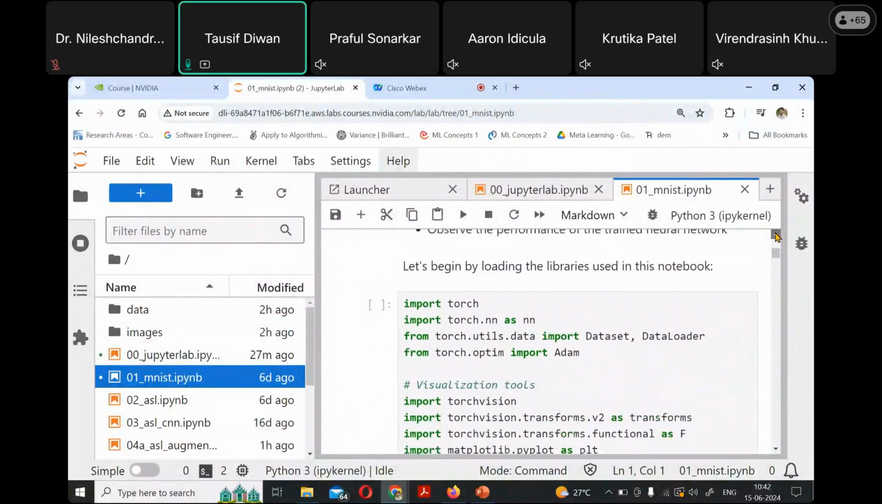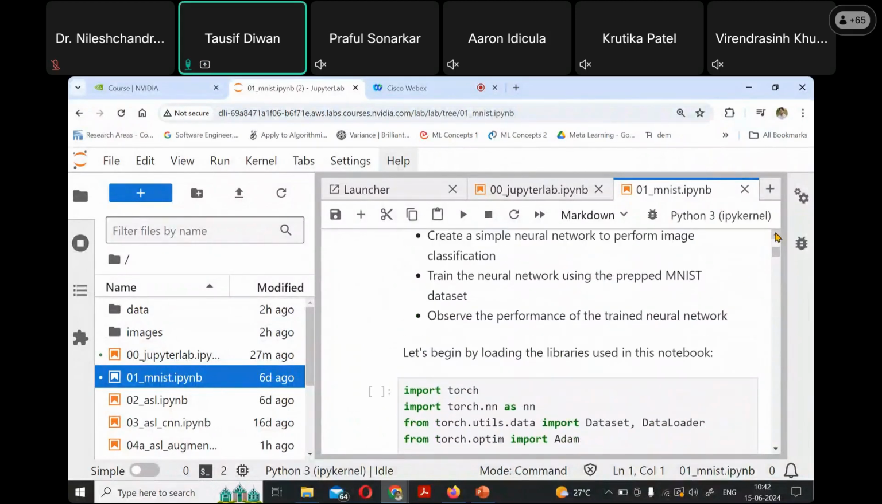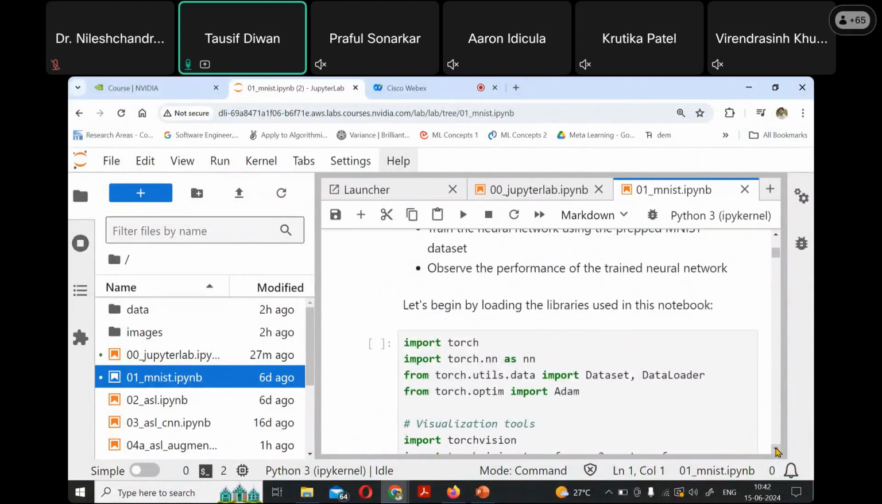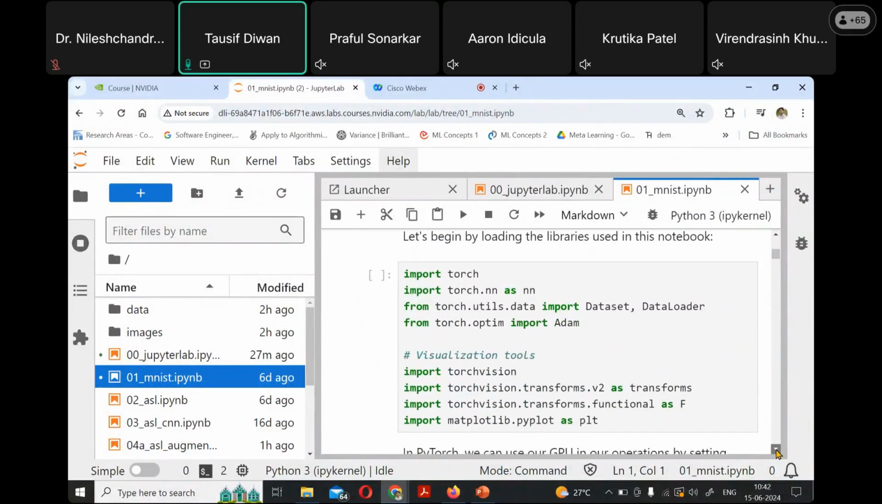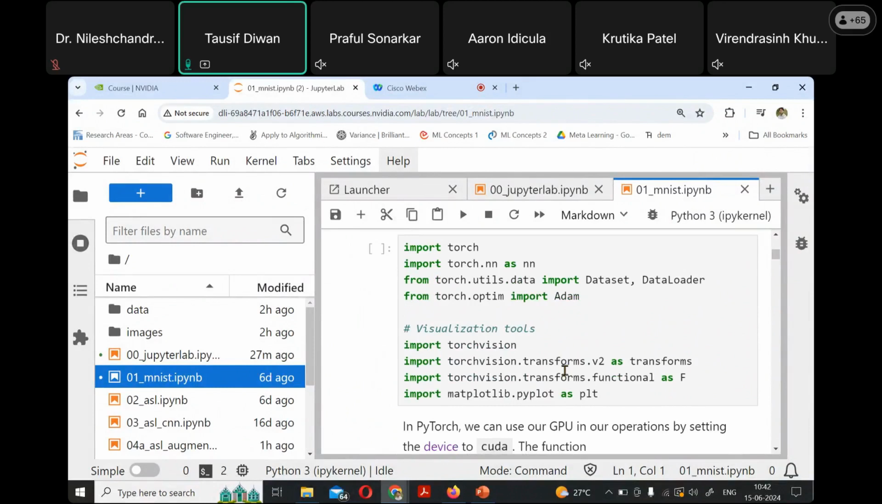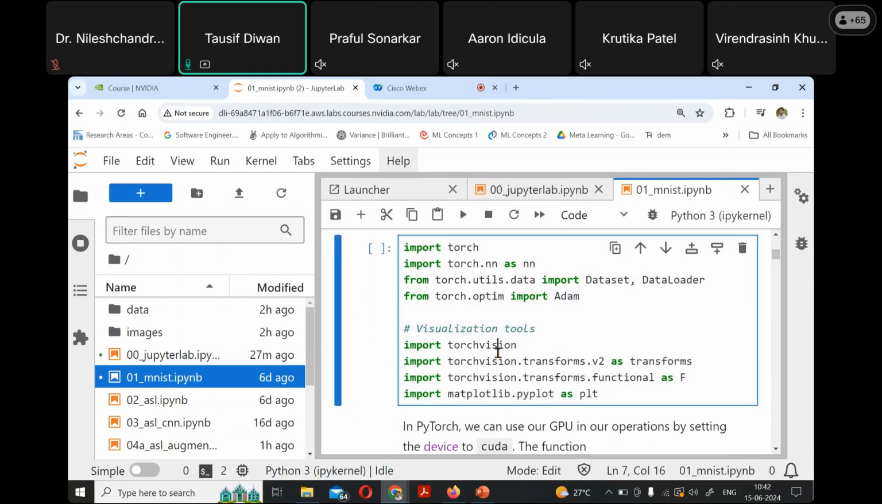So basically, we are using PyTorch. Then we create the model and we will see the performance. Basically, these are some libraries we are using. Torch, then the neural network module, then some datasets which are already standardized, then data optimizers. Then these are the visualization tools.